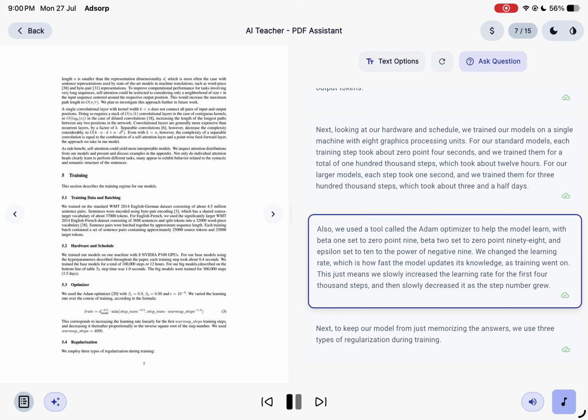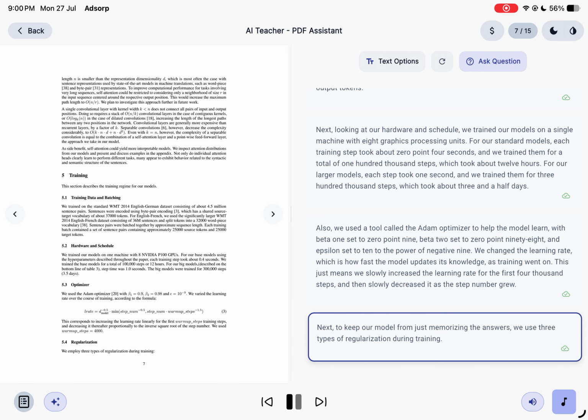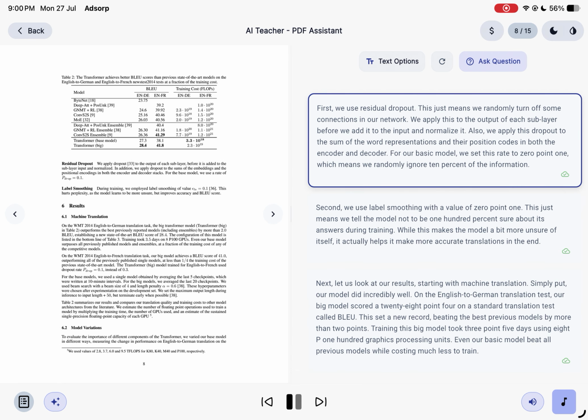Next, to keep our model from just memorizing the answers, we use 3 types of regularization during training. First, we use residual dropout. This just means we randomly turn off some connections in our network. We apply this to the output of each sublayer before we add it to the input and normalize it. Also, we apply this dropout to the sum of the word representations and their position codes in both the encoder and decoder. For our basic model, we set the dropout rate to 0.1, which means we randomly ignore 10% of the information.